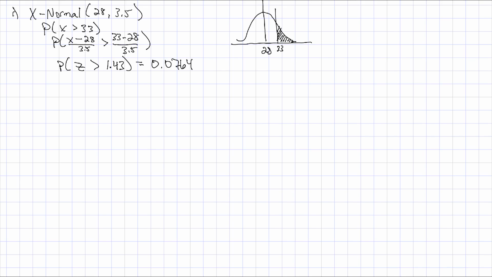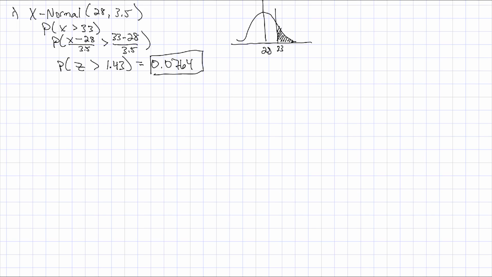Now, does this make sense? This is something you should always ask yourself. Does this value, 0.0764, make sense? Well, we're less than half of our area under the curve, so we know that it can't be more than 0.5.